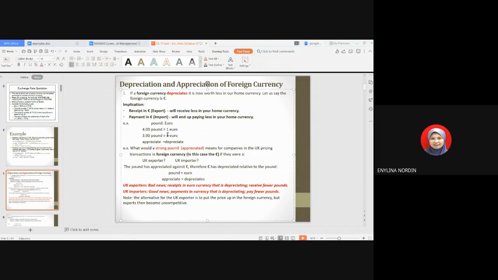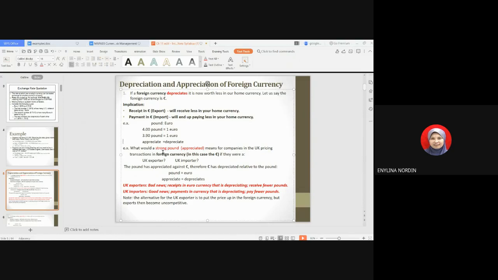That means if you do the export, if you convert the euro into pounds, then you will receive less in your pound currency. But if you do the import, then you have to pay in euro, right? So that means you will pay less because your home currency is appreciating. Okay, then this is another example. So then what would happen?